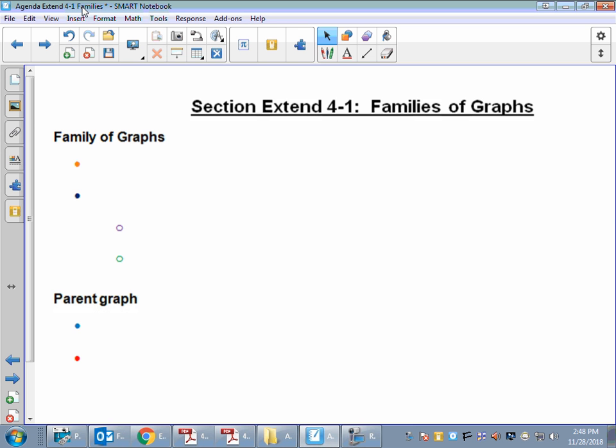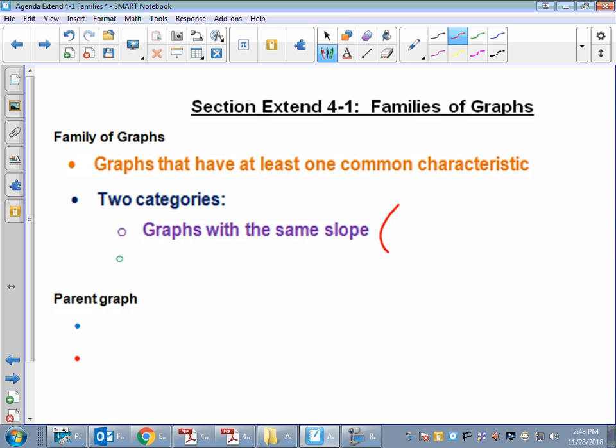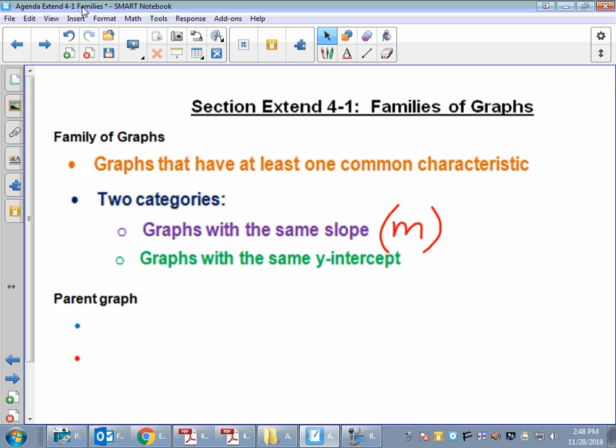So what is a family of graphs? It's graphs that have at least one common characteristic. And we can break those common characteristics into two categories. The first one being graphs with the same slope. And that means they have the same m value. And the second category would be graphs that have the same y-intercept, or your b value.